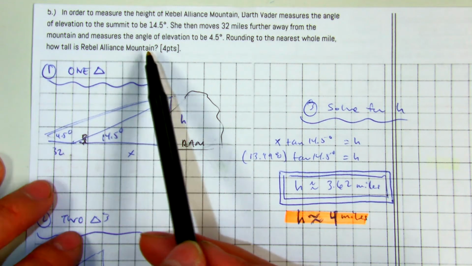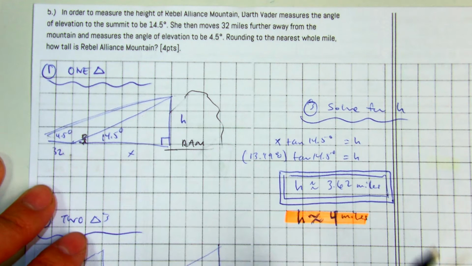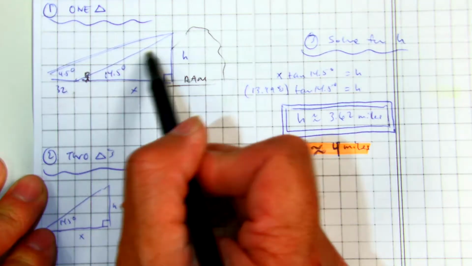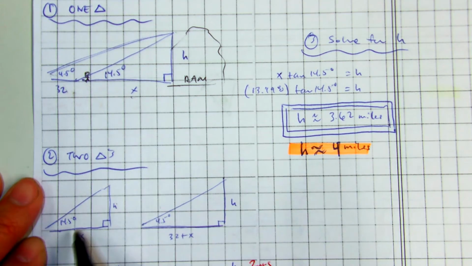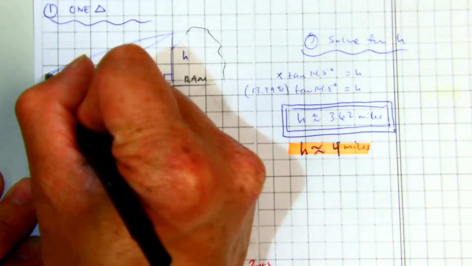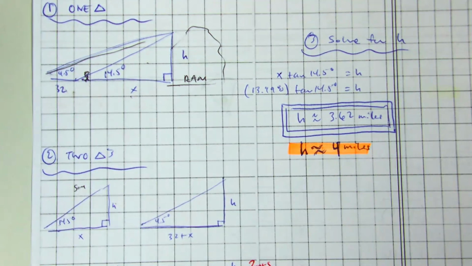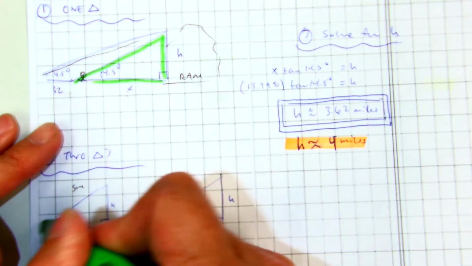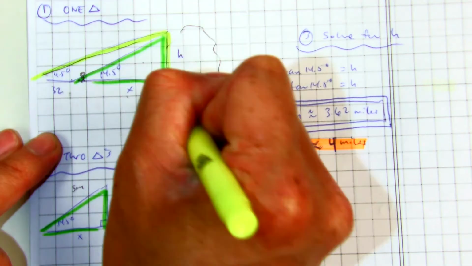So the first thing I did is I drew one triangle. Looks like this. The second thing I'm going to do is separate into two triangles. So I have 14.5 degrees, H and X, and then the big triangle, so this is the small. Let's see if I can color code that for you. This is the green, and this is the big, the yellow one.